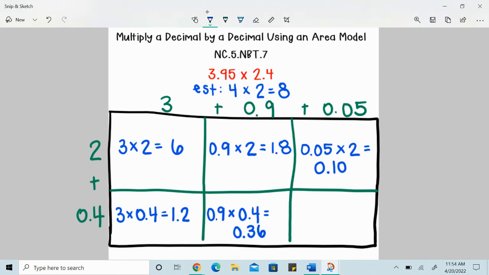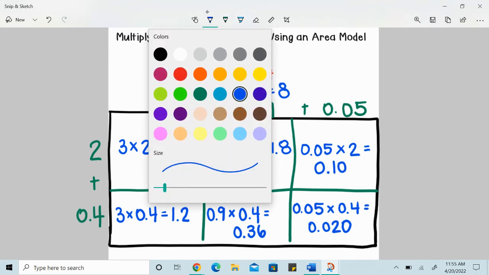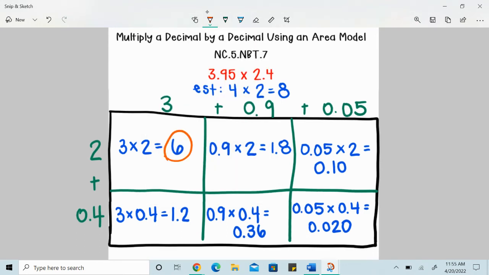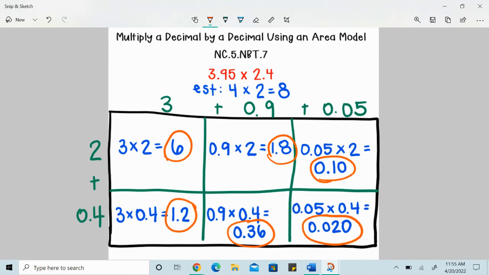And then lastly here, we have 5 hundredths times 4 tenths. Again, through the work we have been doing, we've recognized that when we multiply tenths times hundredths, our product is some number of thousandths. And we know 4 times 5 is 20. So this would be 20 thousandths. Now we have all of our partial products. Our job is now just to add those together. So we're going to add 6 plus 1 and 8 tenths plus 10 hundredths plus 1 and 2 tenths plus 36 hundredths plus 20 thousandths.